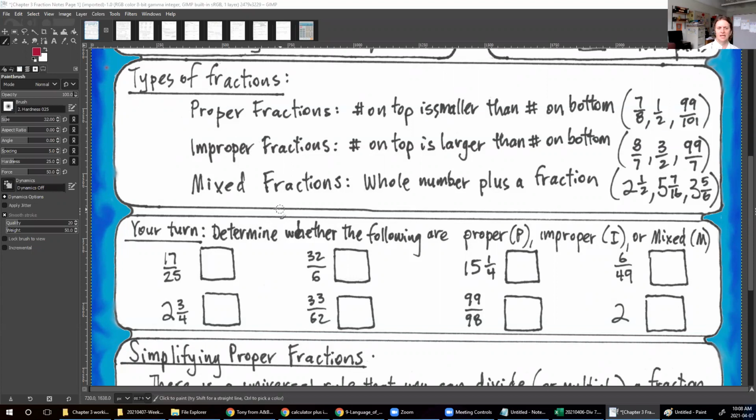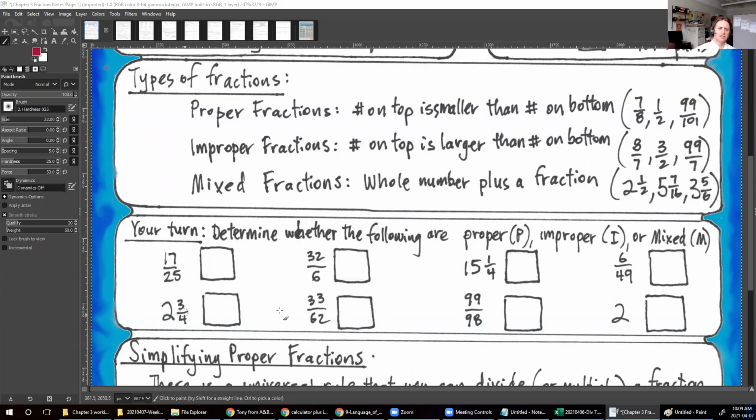And again, the last type that we have are mixed fractions. Mixed fractions are whole numbers mixed with a fraction. So we have 2 and a half, or 5 and 7/16, 3 and 5/6. So those are the mixed fractions.